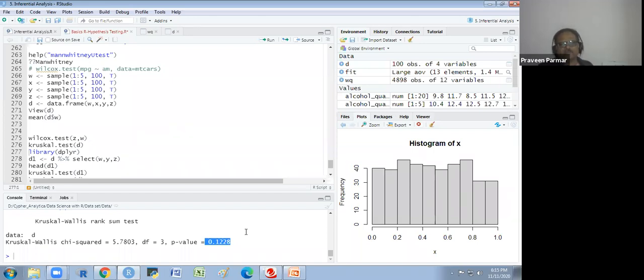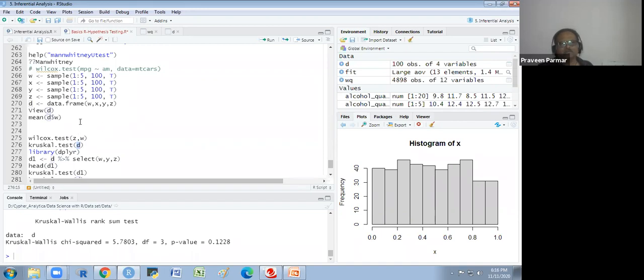So there is no significant difference in the opinion of the persons. Got it? But in the Kruskal-Wallis test, remember one thing: we have to use the data frame name. We don't use the variable, just like W and Z I have used here.